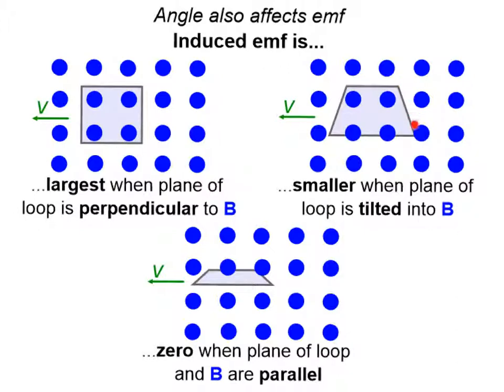If we are to tilt this, this is supposed to look like the plane is tilting back a little bit. So it's at some angle that is not perpendicular, but it's not parallel either. Somewhere in between, we're going to have EMF that's somewhere in between 0 and the largest possibility. If our plane is directly parallel to the magnetic field, then we have 0 EMF.